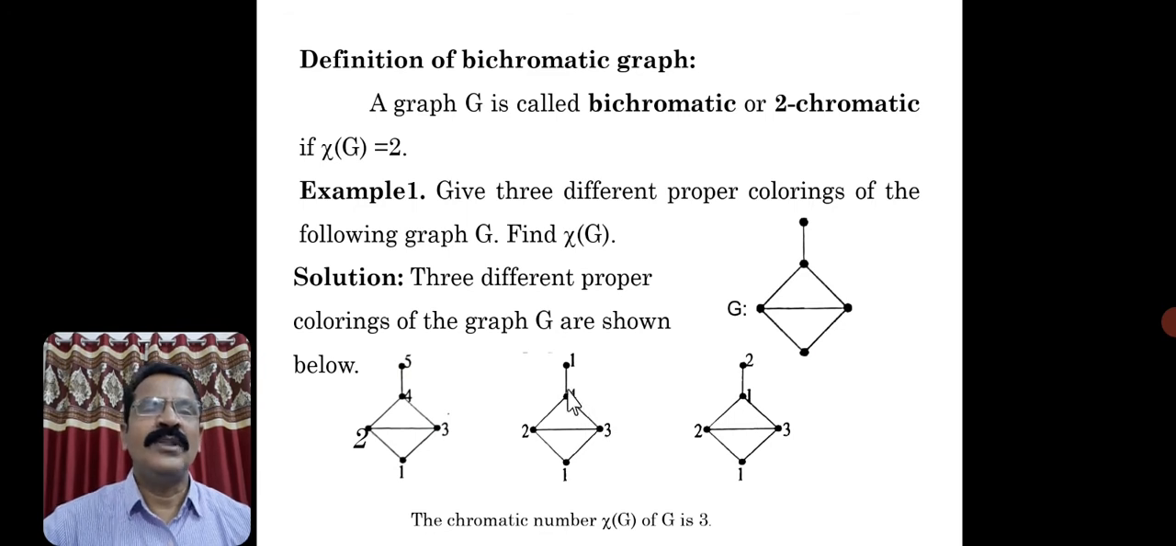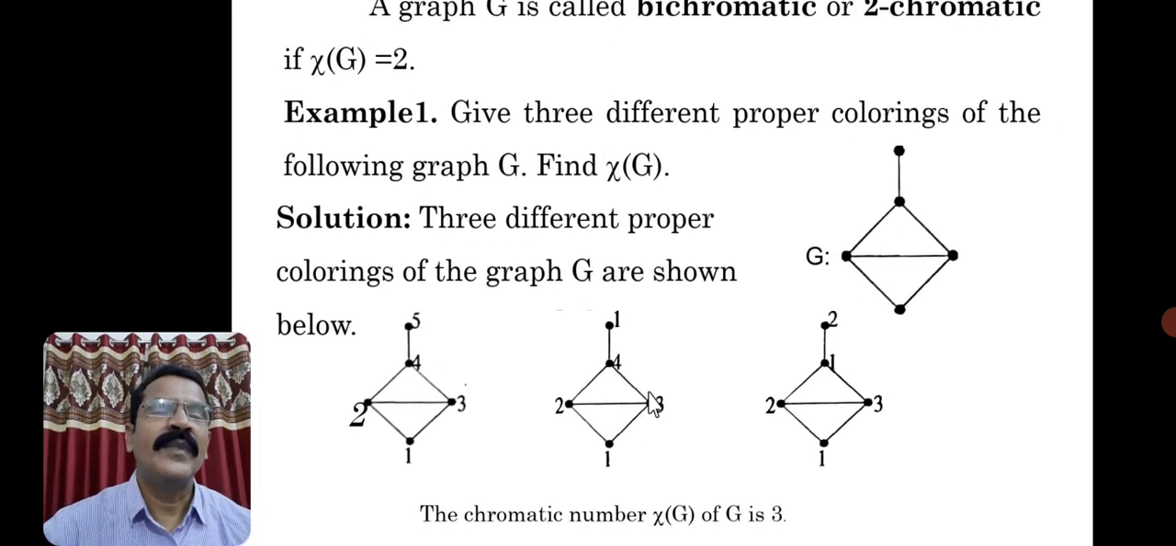Now if you come to this vertex, here you cannot use 2, you cannot use 3. So we have used the color 4. Yes, it is 4. So for this vertex, instead of 5, you can use the first color also, because this vertex and this vertex are not adjacent. You can use the first color, which we have used for the previous vertex.